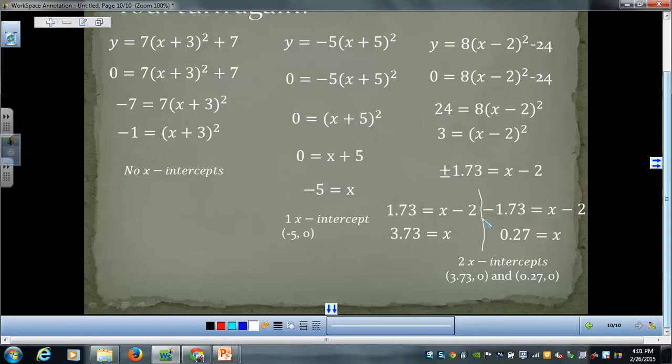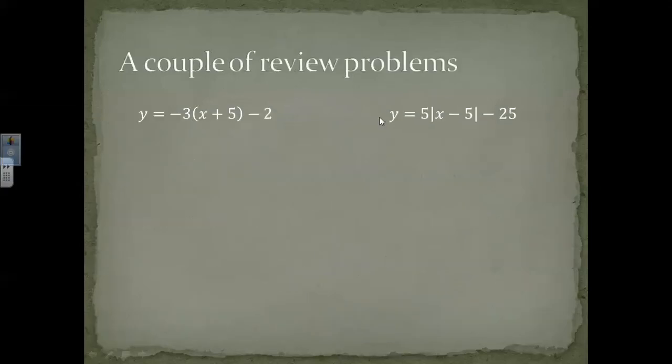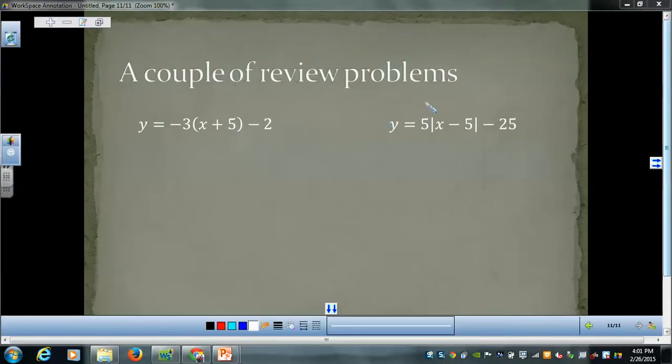To wrap things up, just two final problems here: a linear problem and an absolute value problem. Once again, it's the same type of stuff. I just wanted you to see some of these because you're going to have some in your homework. Anytime we're looking for an x-intercept, we plug 0 in for y. It doesn't matter the type of function. That's what we're always going to do.